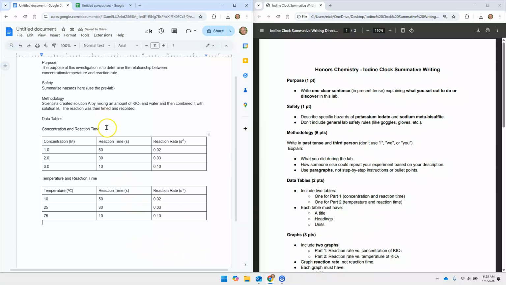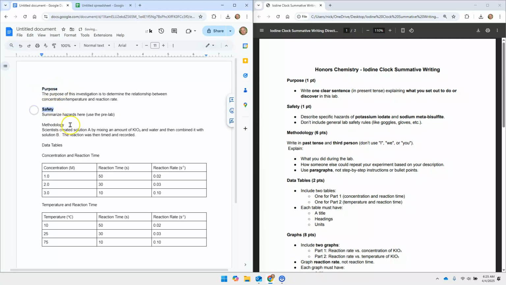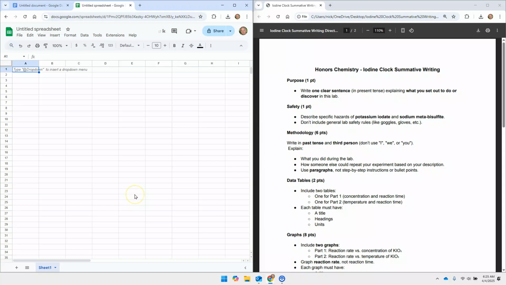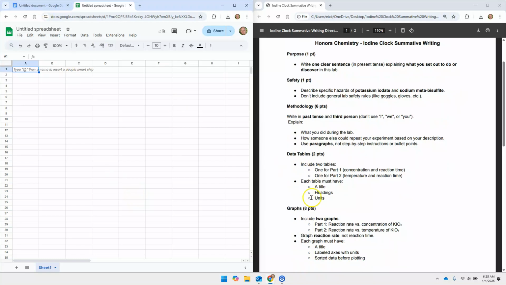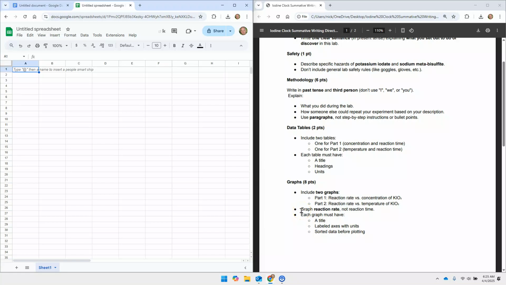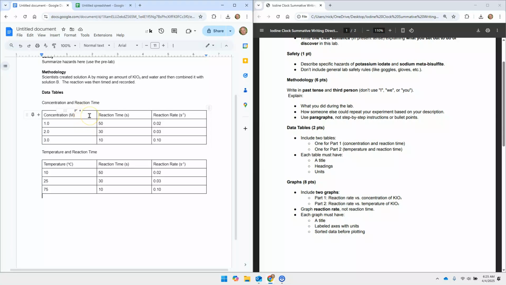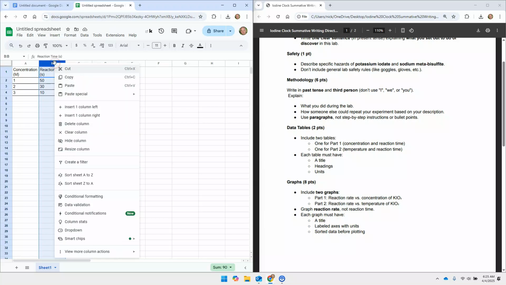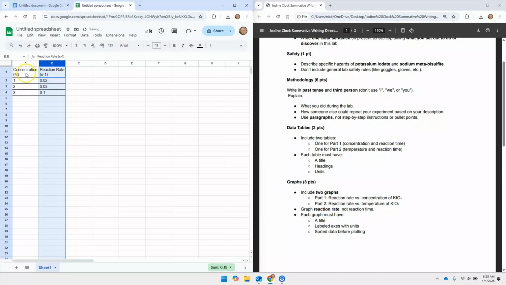Okay, great. So I've completed my purpose, safety, methodology, data tables. Next, I want to do my graphs. So I have Google Sheets open here already. And when you graph, this is important. You want to graph reaction rate, not reaction time. So the easiest way to do this is to copy your table from before, and you can just paste this into Google Sheets. And then I'm going to delete the column that has reaction time. Okay, so I don't want to use reaction time, I want to use reaction rate.